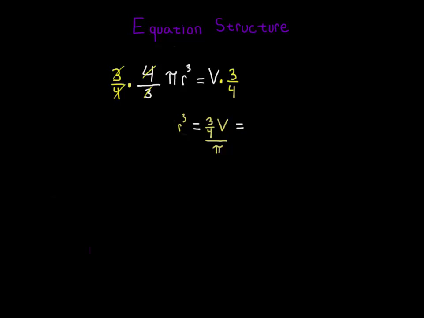3/4 v divided by pi is actually the same as 3/4 times v over 1 times 1 over pi, because the division by pi is the multiplication of the reciprocal of pi, which means to correctly simplify, all we've got to do is multiply numerator by numerator and denominator by denominator. 3 times v times 1 is 3v, and 4 times 1 times pi is 4 pi.